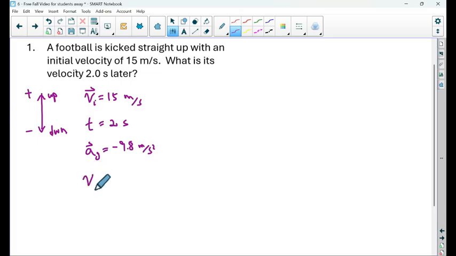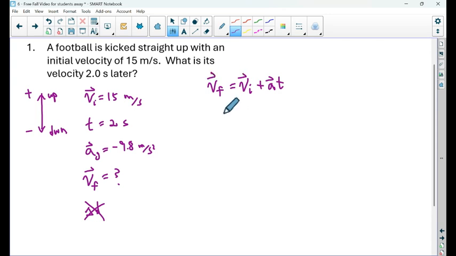Final velocity, I don't know, but I want to know it because it says what's my velocity 2 seconds later. There's one that's missing here, displacement. I don't know or need to know, so I'm just going to cross it out. That's going to tell me which equation to use. There is one equation that doesn't have displacement in it, and it looks like this. It's equation number 2. Let me get my vector hats on there just to be proper.